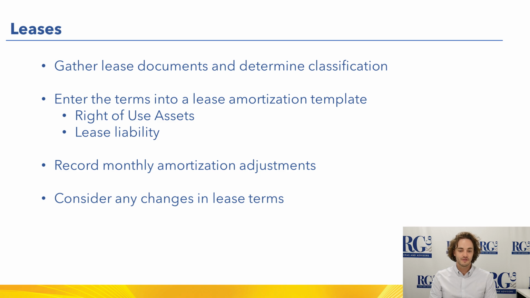Your monthly adjustments will then be amortizing the asset, think depreciation, as well as amortizing the lease liability, think like long-term debt. Be conscious of the classification, as financing leases have an interest expense portion in the monthly journal entry, while operating leases do not.